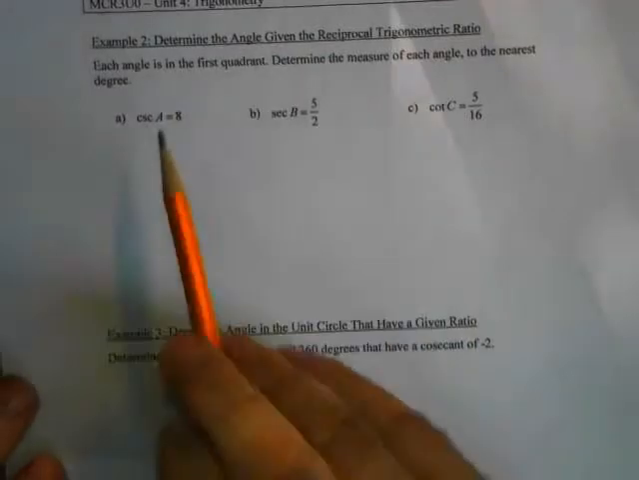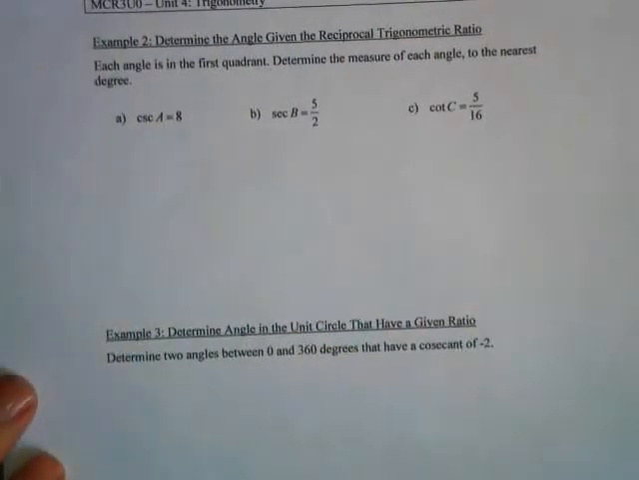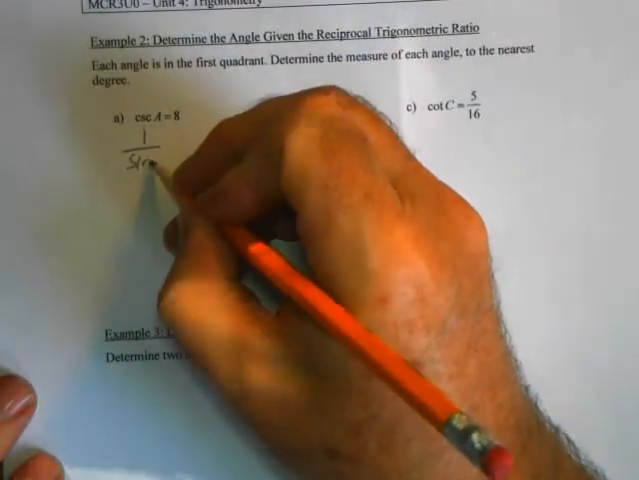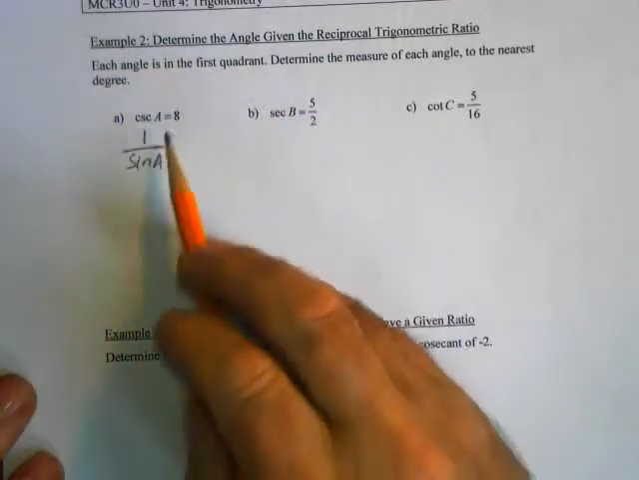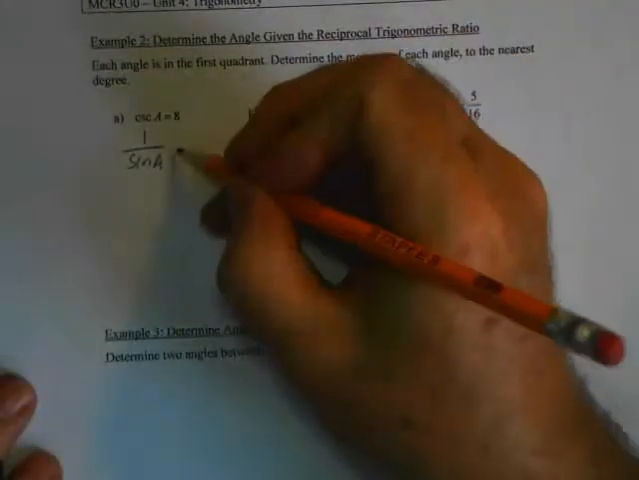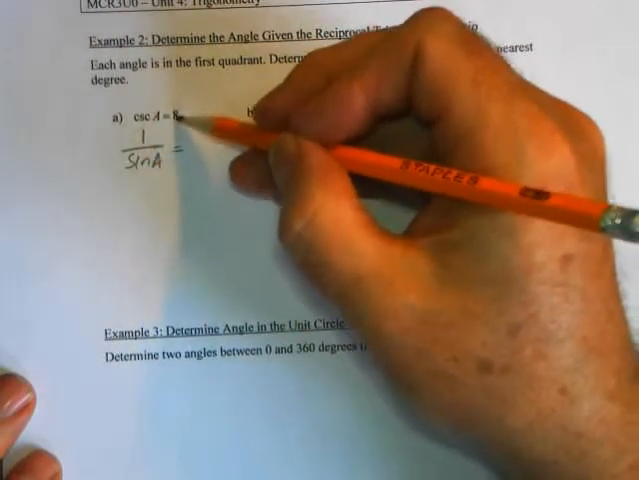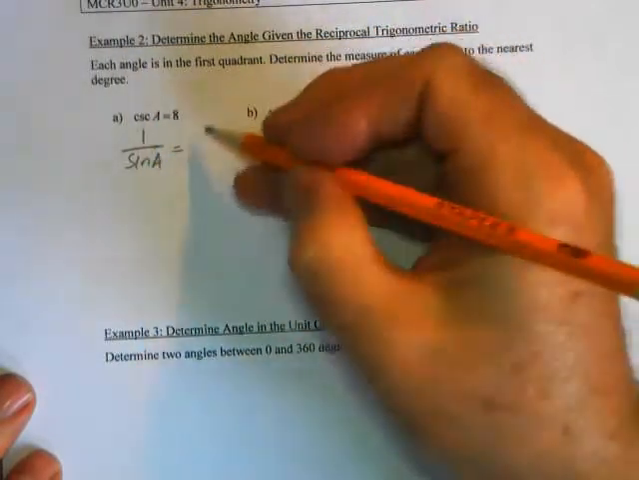Okay, so when I see cosecant A, I know cosecant A is 1 over sine A. So that's always what I change it to. Cosecant A is equal to 1 over sine A. And I don't flip this. This is equal to this, so I have to put an 8 here. But I'm going to put it as a fraction.